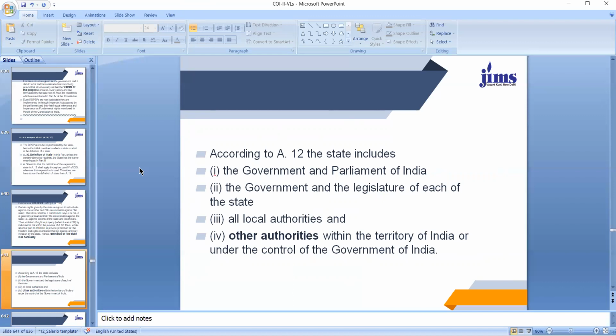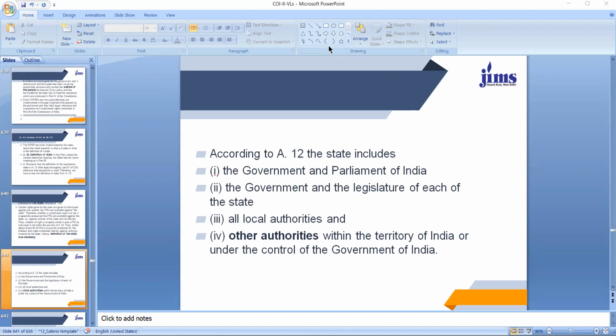of India. That means the central government and Parliament. Parliament means Lok Sabha, Rajya Sabha, and the President of India. Second, the state includes the government and legislature of each of the states. Government means the state government, and legislature of each of the states means Vidhan Sabha and Vidhan Parishad, that is, the Legislative Assembly and Legislative Council of each state. And third, the state includes all local authorities. And number 4, other authorities within the territory of India or under the control of the Government of India.